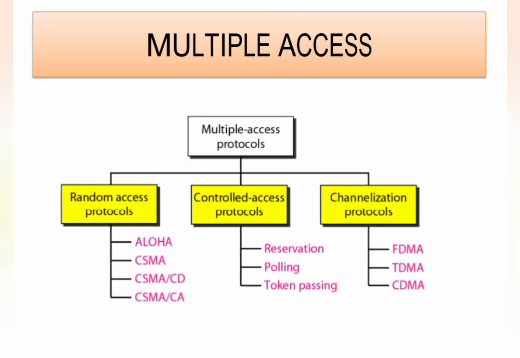Now we will see the classification of the multiple access protocols. Multiple access protocols are divided into random access protocols, controlled access protocols, and channelization protocols. The random access protocols are again divided into four types: ALOHA, CSMA (carrier sense multiple access), CSMA with collision detection, and CSMA with collision avoidance. First of all, we will see the random access protocols.